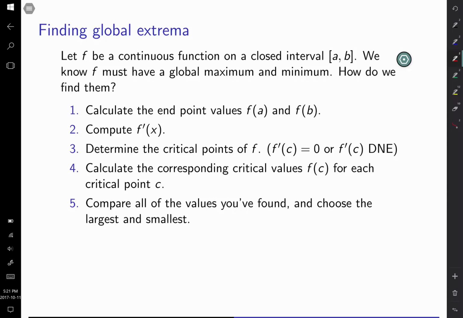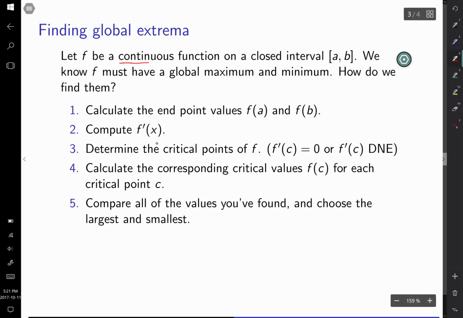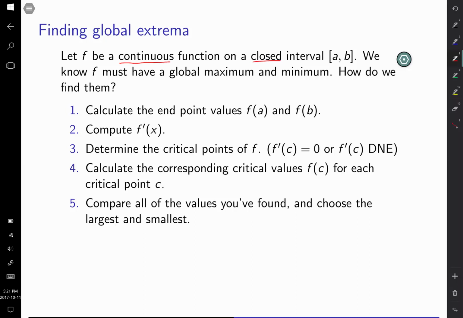Remember, the extreme value theorem has these two conditions. One is continuity of the function. The other is that the interval has to be closed. If either of these conditions is not met, then you're going to have to be very careful about analyzing things, and there's no guarantee that these values are even going to exist. They might, but there's no guarantee that they do.